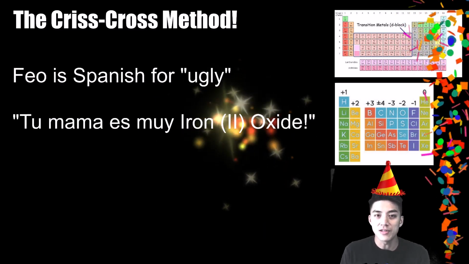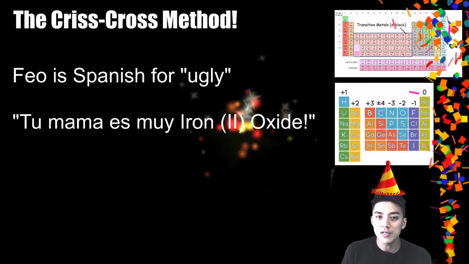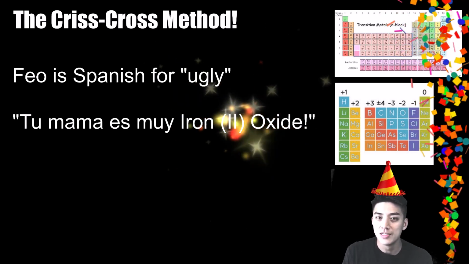FeO, as in feo. Feo is Spanish for ugly, so now you can go around on the street saying, "Tu mamá es muy iron 2 oxide."